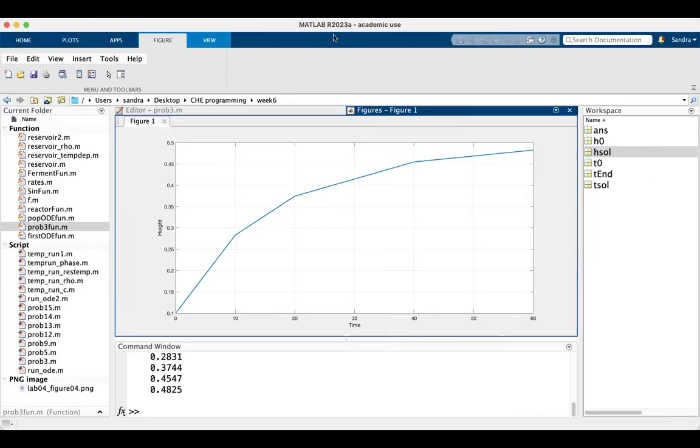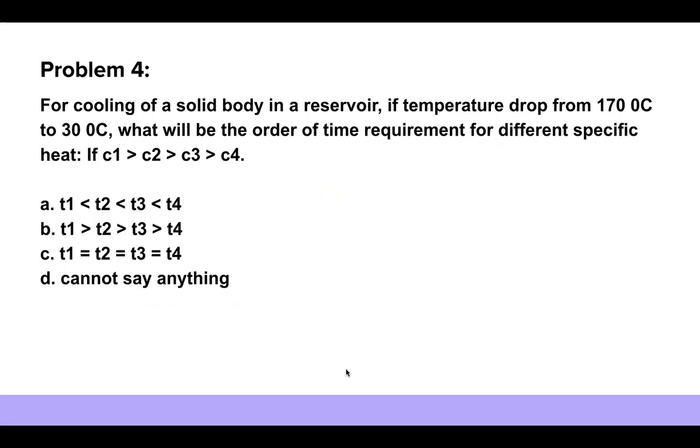Now going to the next question. Again, a similar question: for different specific heats, how does the temperature vary? I'll give you 2 minutes. Please put the answer in the chat box.